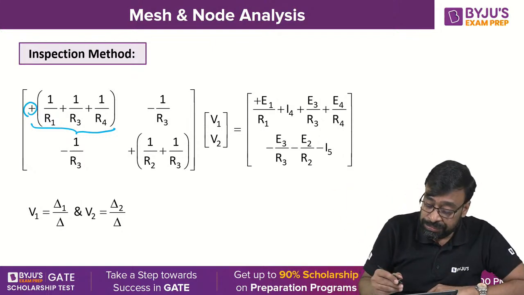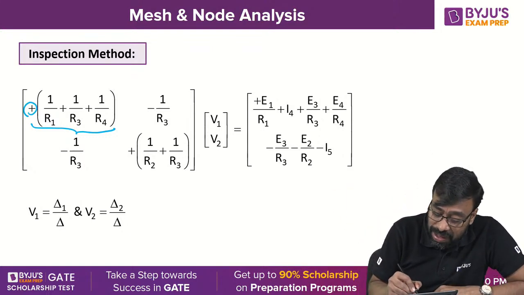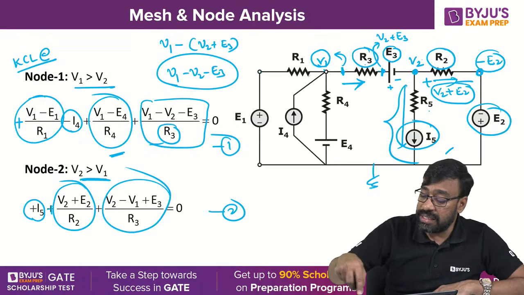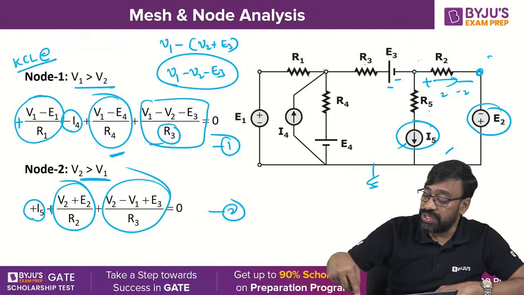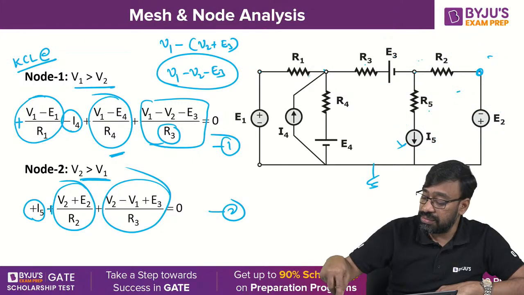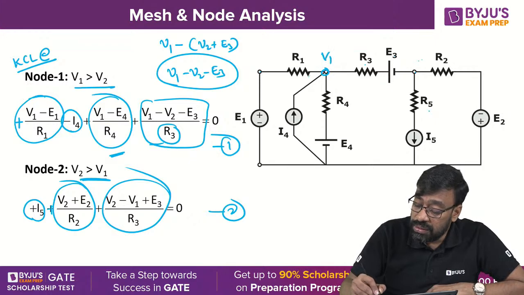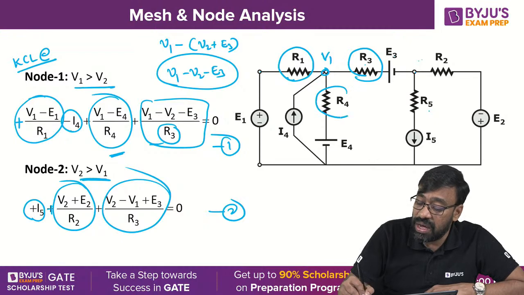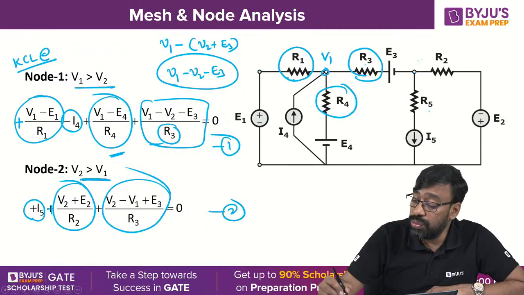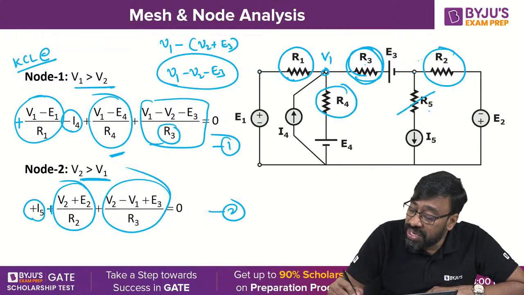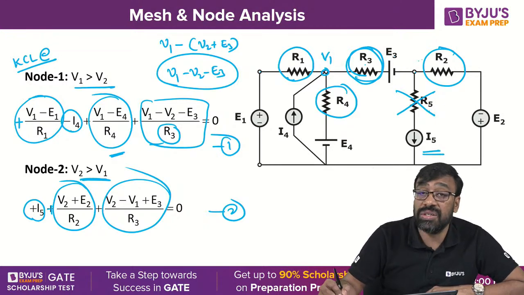Now tell me here. Sum of conductances at node 1. How many conductances are there? According to the inspection method, sum of conductances. Look at this. At node 1, 1 by R1 is a conductance, 1 by R3 is a conductance, 1 by R4 is a conductance. At node 2, 1 by R2 is the conductance, 1 by R3 is the conductance, but I do not consider this because it is in series with the current source.